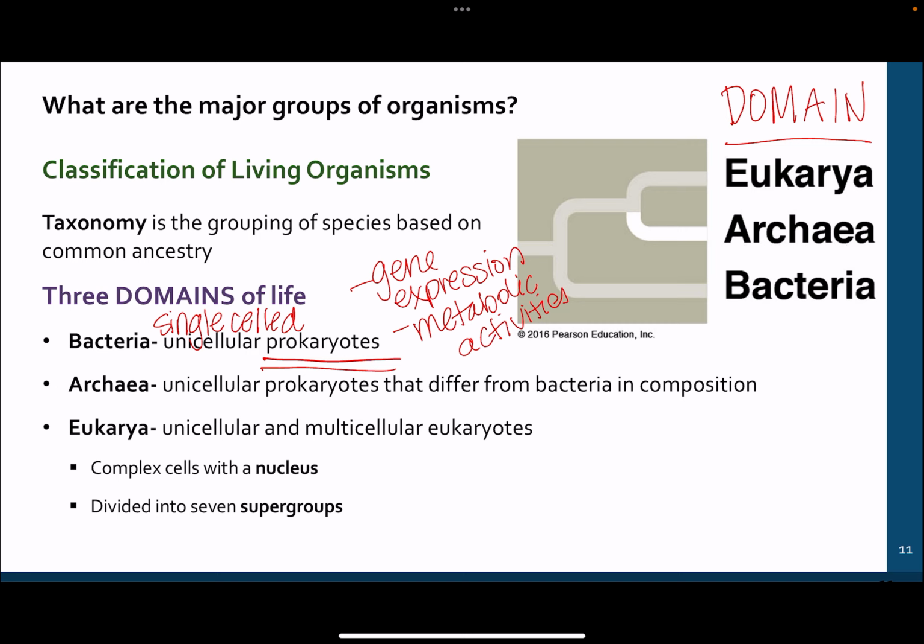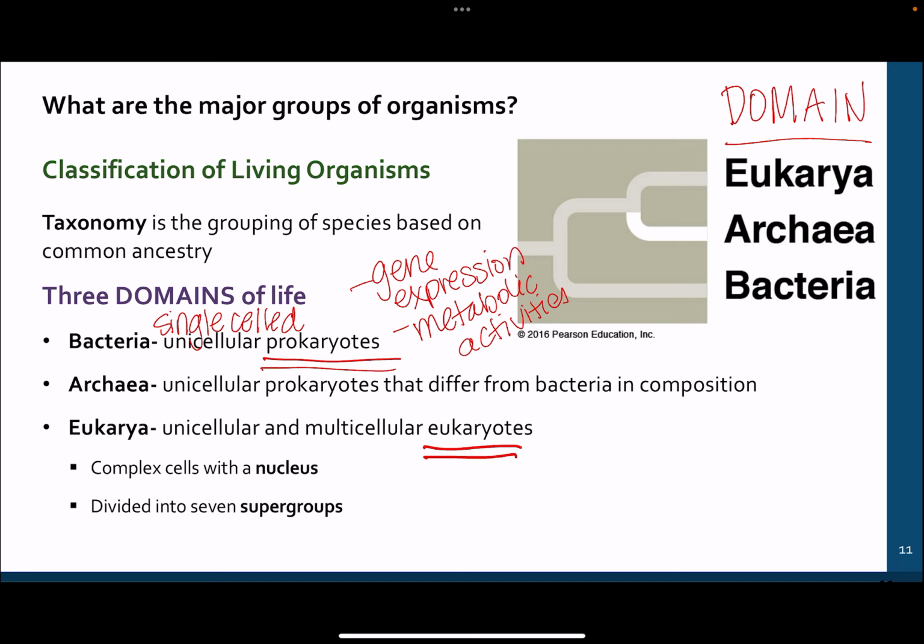The bacteria and the archaea are both prokaryotes, and they differ based on some very specific characteristics, some physiological characteristics, DNA sequence characteristics, but they are both prokaryotic cells. Our other domain is the eukarya domain, or the eukaryotic organisms. Eukaryotes can either be single-celled or multicellular, and most of the eukaryotes that you are familiar with are the multicellular ones, like humans, like cats, like oak trees. Those are all multicellular eukaryotes.